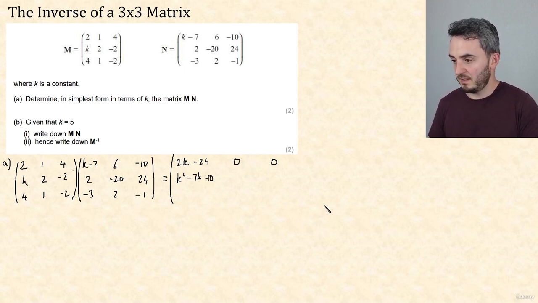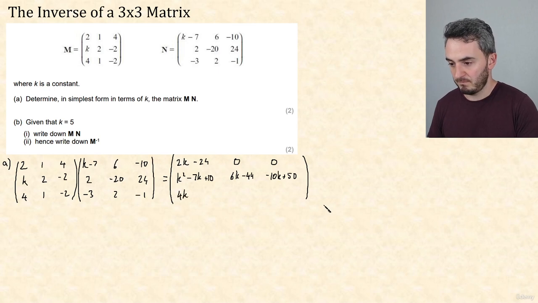In the middle, it's 6k, and then we get minus 40 minus 4, so minus 44. Now we've got minus 10k plus 48 plus another 2, so that's plus 50. And on the bottom row, it's 4k, and then it's minus 28 plus 2, so that's minus 26, plus 6, so that's plus 20, minus 20.